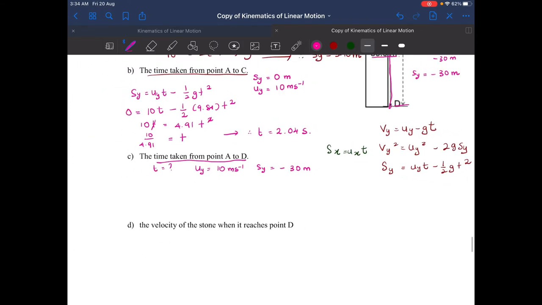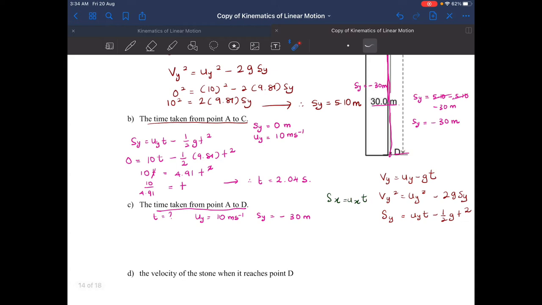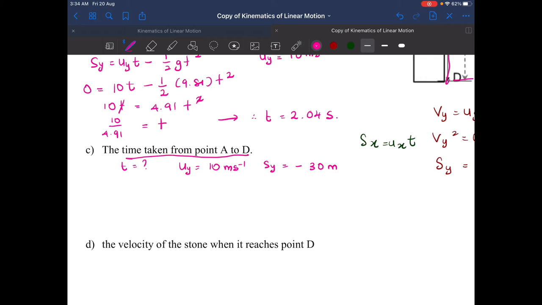So, we want the time. We don't have the V kan? Dia tak cakap pun V kat sini berapa. So, I think we can use the same formula, iaitu Sy is equals to Uy T minus half g T squared. So, negative 30, 10T tolak 1 per 2, 9.81 T squared. Kalau kamu susun elok-elok, ini akan jadi negative 30, 10T tolak 4.91 T square.